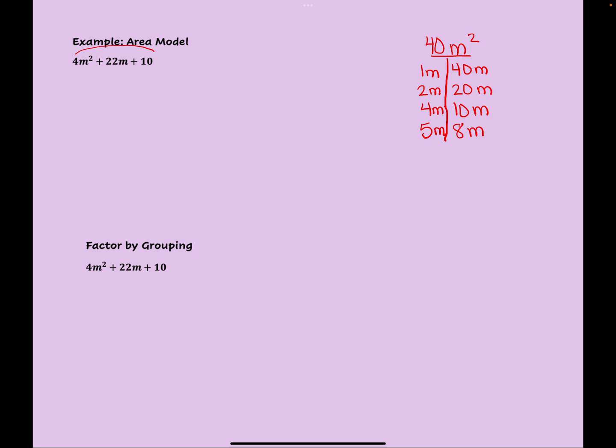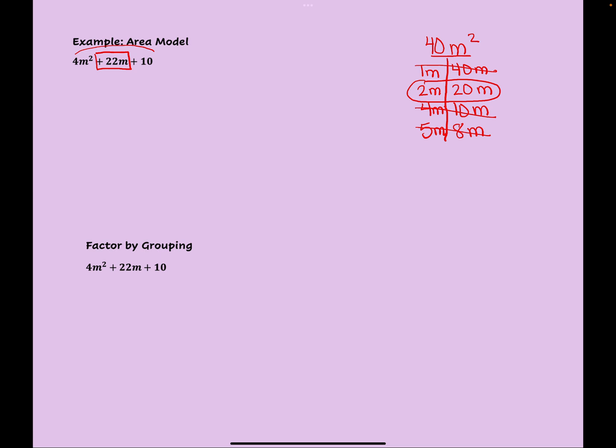Now, when I combine them together, I want them to give me positive 22m. So 1m plus 40m, that would give me 41. 2m plus 20m, that would give me 22. 4m plus 10m would give me 14, and 5m plus 8m would give me 13. So the only one I have is 2m and 20m.